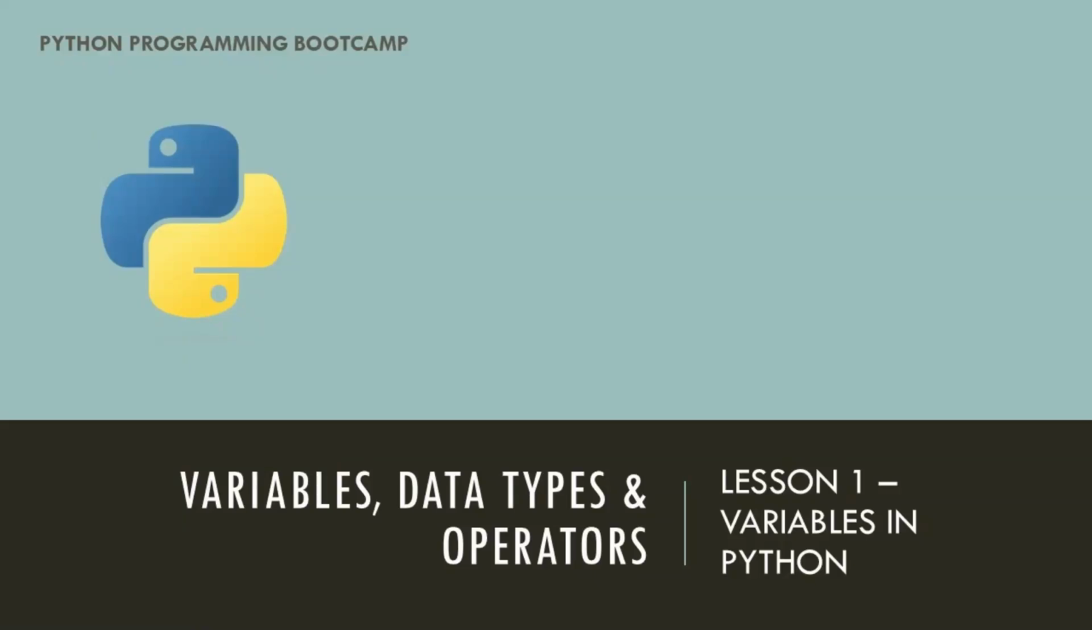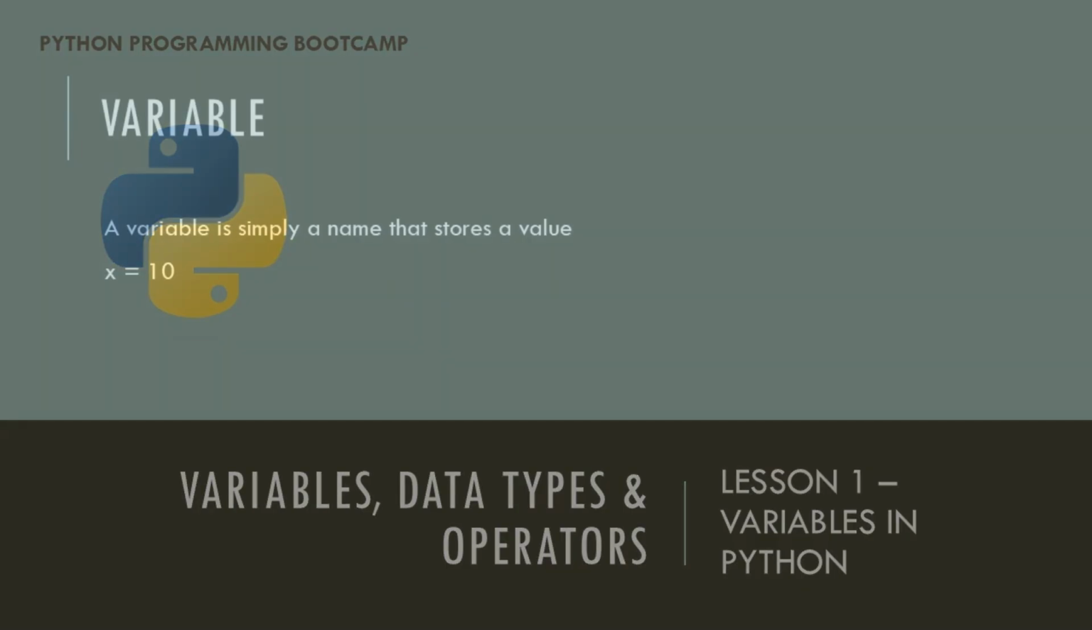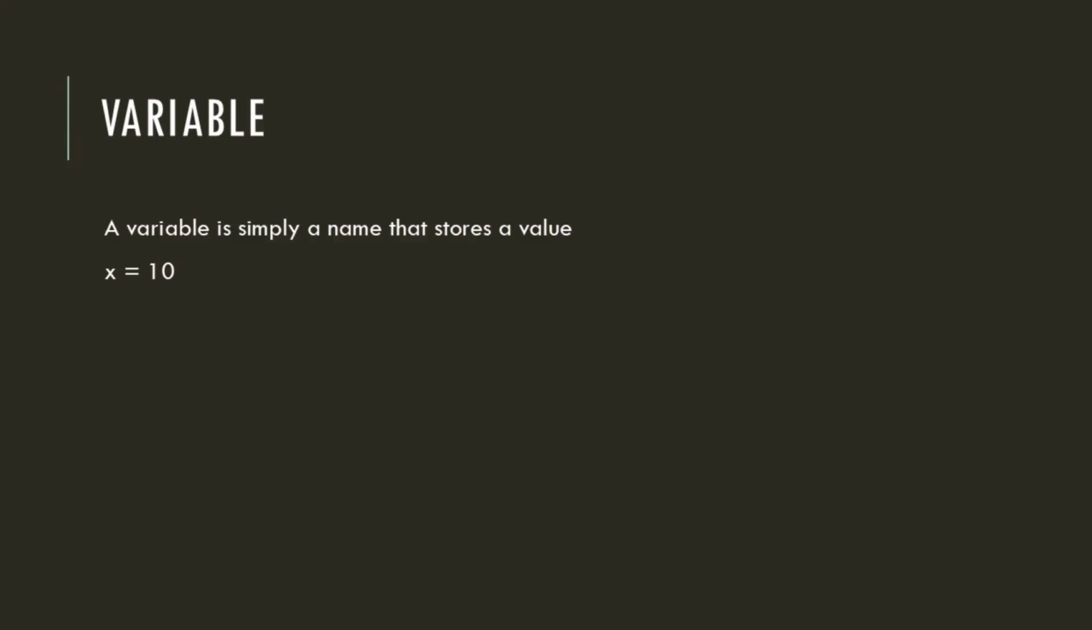Welcome back. In this lesson, we are going to understand one of the most basic but most important concepts in programming: variables. A variable is simply a name that stores a value. You can think of it like a container that has a label on it. For example, x = 10. Here x is the variable and it stores the value 10.